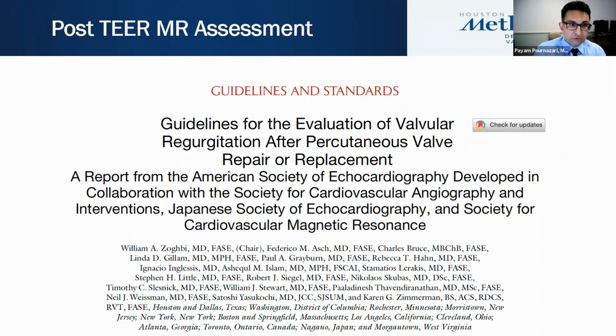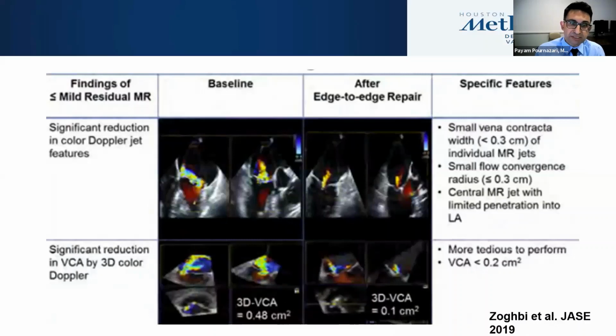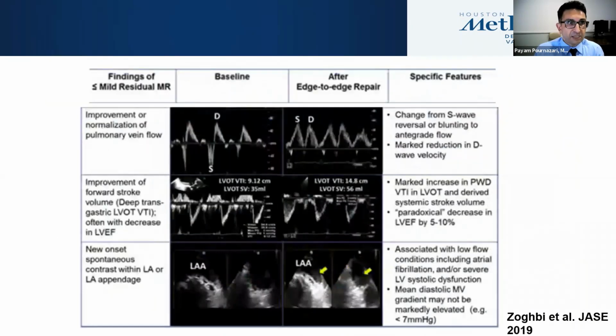Dr. Zoghbi and his group published the guidelines for evaluation of valvular regurgitation after percutaneous valve repair or replacement in 2019. And very important tips and points were outlined by Dr. Zoghbi and his group. So findings suggestive of mild residual mitral regurgitation are a significant reduction in color flow Doppler, significant reduction in vena contracta, which can be calculated by 3D assessment, improvement or normalization of pulmonary vein flow, improvement of the forward stroke volume, which in the majority of cases is associated with a reduction in LVEF, and a new onset of spontaneous contrast within the LA or left atrial appendage.